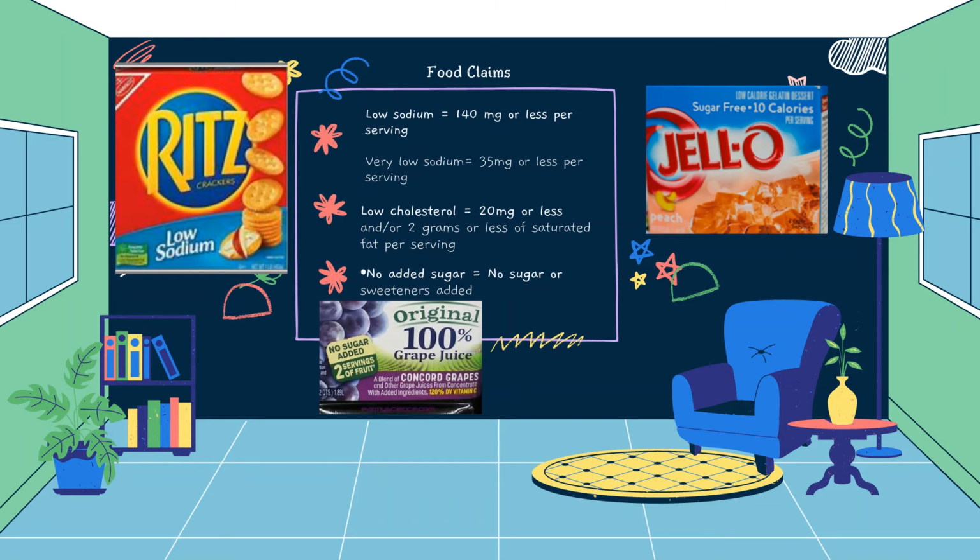Foods with low sodium have 140 milligrams or less per serving. And foods with very low sodium have 35 milligrams or less per serving. It doesn't mean these foods are healthy. Normally, if they take the salt out, they have to add more fat for texture or more sugar for taste. So if you see low sodium or very low sodium, always check the fat and sugar content.